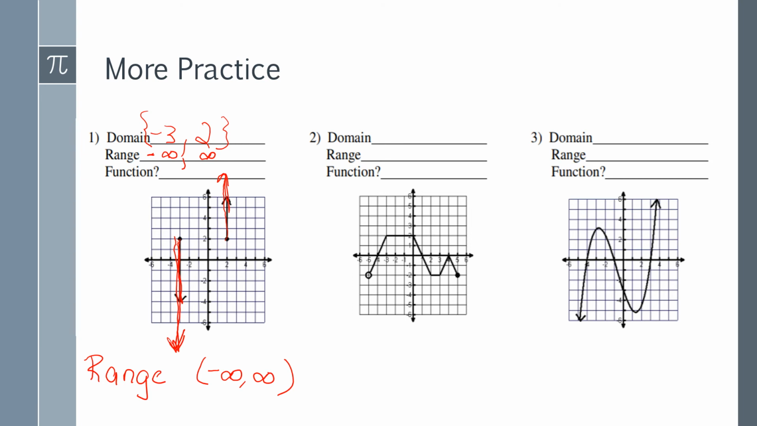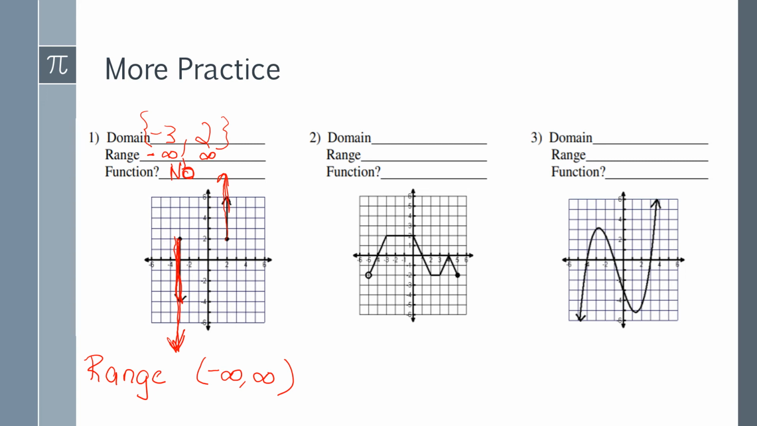Is this a function? Well, remember we talked about the vertical line test? If a vertical line hits the graph more than once, then there's no way it can be a function. So we're going to say yes because it passes the vertical line test. Okay? So let's do problem number 2.